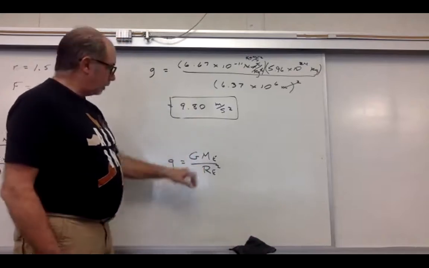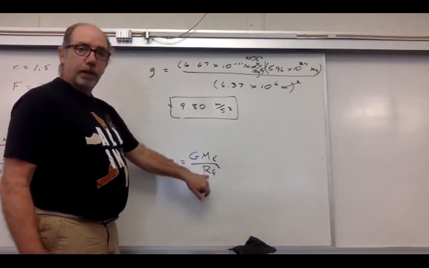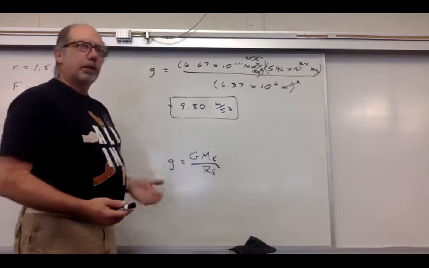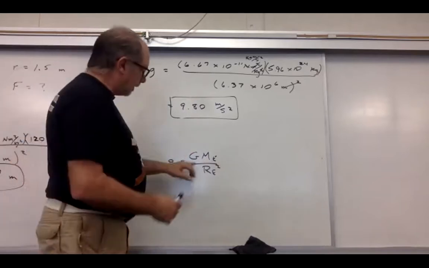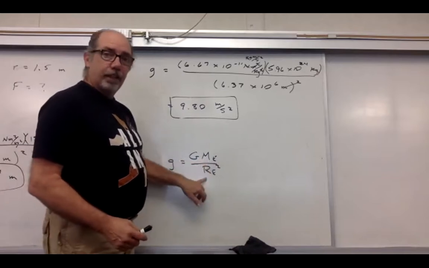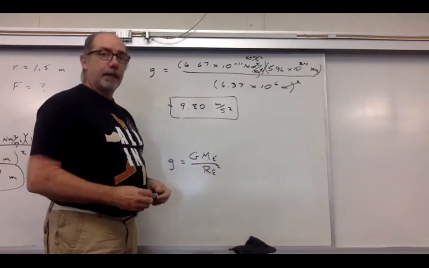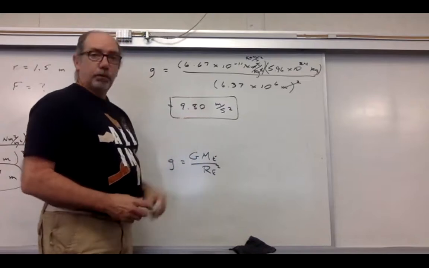If you did it for Mars, put in the mass of Mars over the radius of Mars, you get about 3.7. Okay, for Jupiter, I believe it's 24.2. It just depends on the mass of the body and its radius. Okay, that's going to give you the value of gravitational acceleration for that body. All right, so that's where this actually comes from.